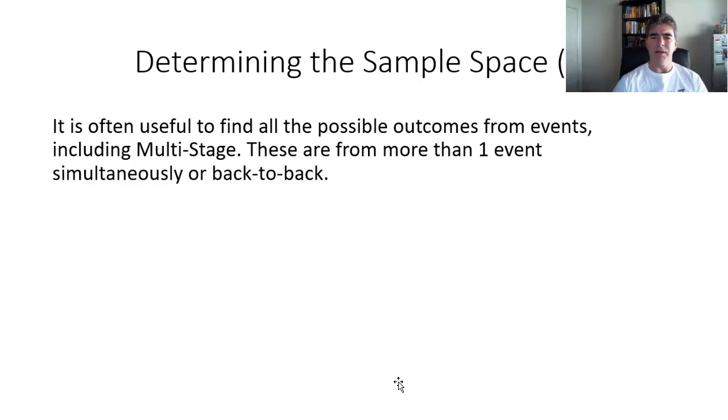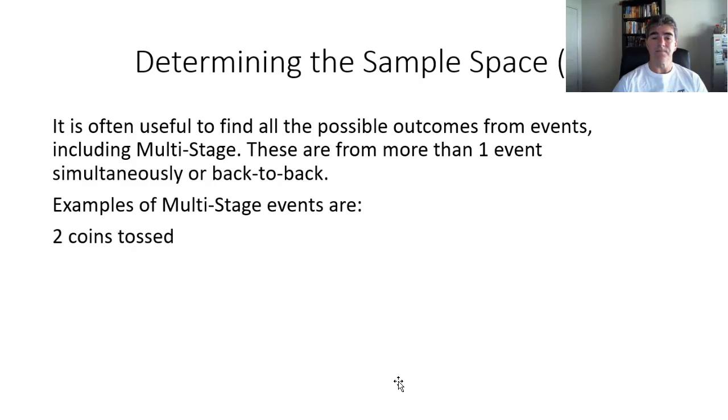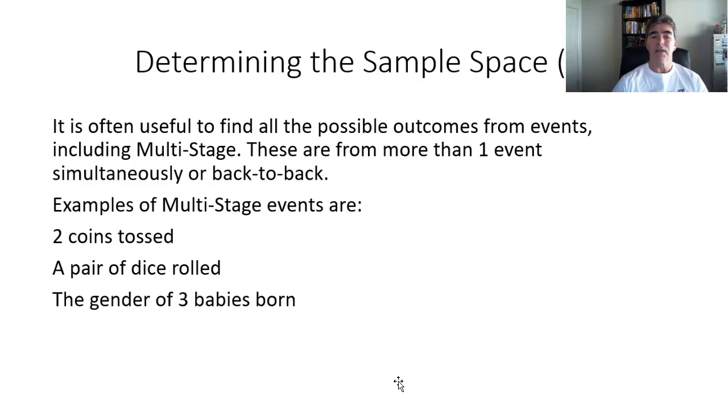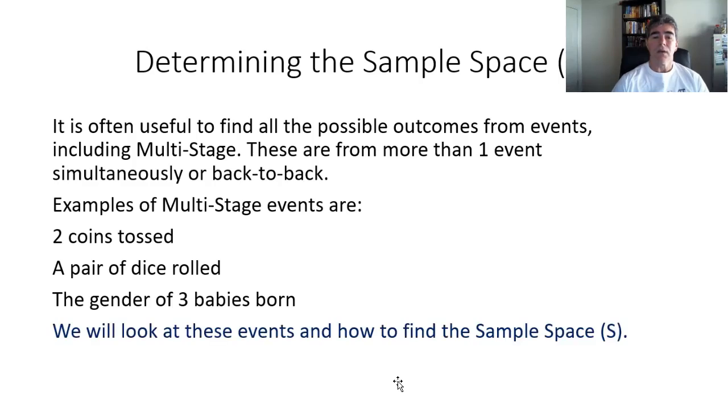So we'll look at probabilities another time, but let's just have a look at how we can come up with the sample space. Here are some examples of multi-stage events: when two coins are tossed, a pair of dice rolled, the gender of 3 babies born. We'll look at these events and how to find the sample space of all of these.